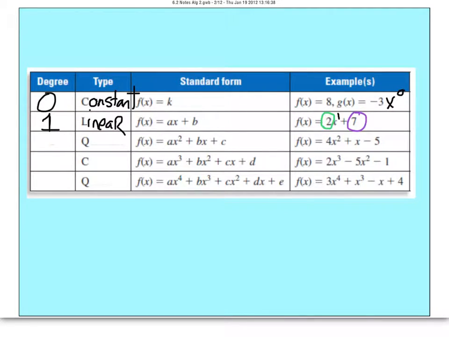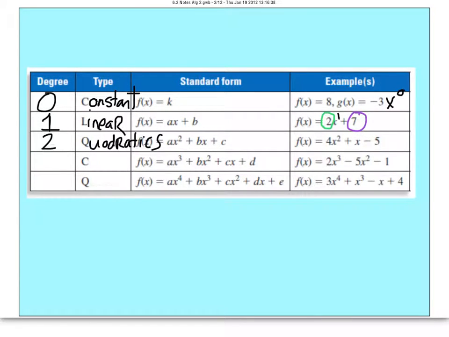The third example is ax squared plus bx plus c. Here's the numerical example with 4x squared plus x minus 5, which is in standard format and is a polynomial. The highest exponent here is a 2, therefore it's a second degree. Second degrees are called quadratics.